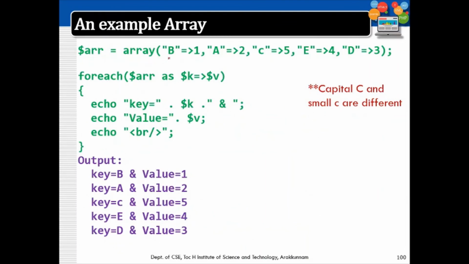Suppose I have an array, an associative array with keys B, A, c, E and D. Remember that for c I have purposefully given a small letter to show you the sorting. And it has values 1, 2, 5, 4 and 3. So if I try to print these values, key is equal to B, value 1, A, 2, c, 5, E, 4 and D, 3. So all the keys will be printed over here.